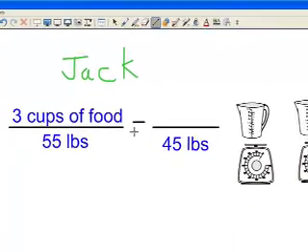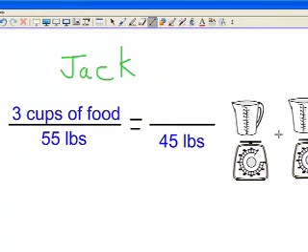We know our ratios are equivalent. And we know this is the unknown part. That's the problem that we have to find, the answer that we have to find. Once again, keeping cups over pounds. Now, can you solve this problem?